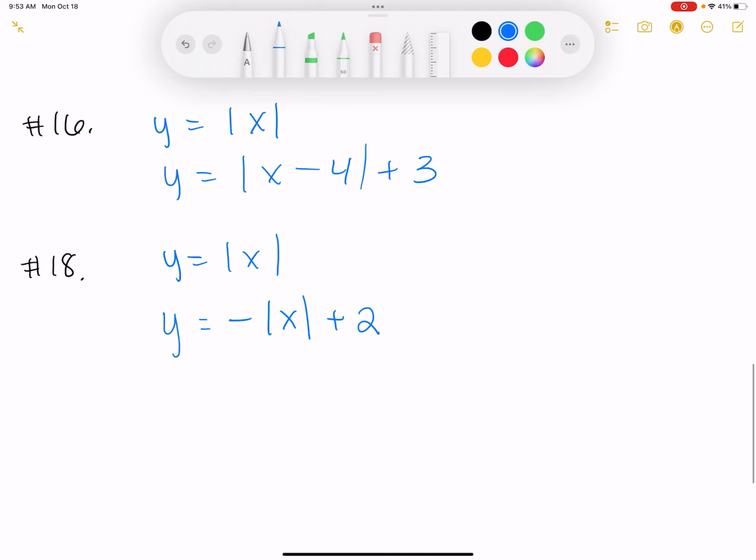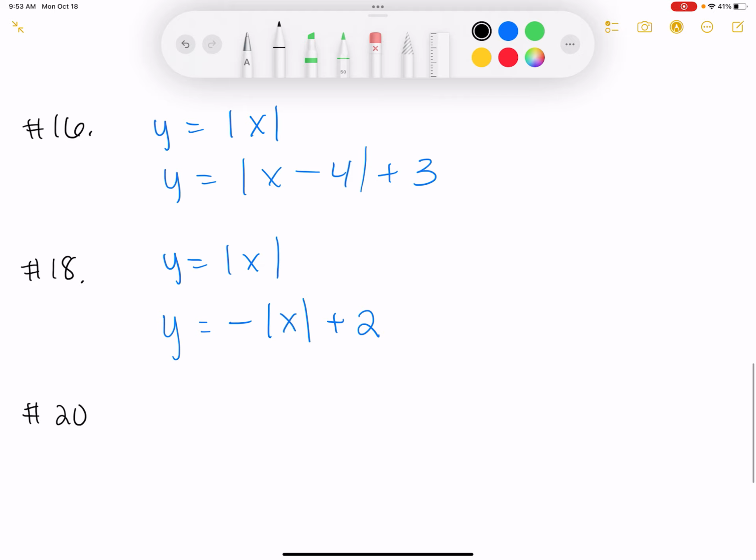I'm going to show you 20, because why not? Oh wait, I was looking at the wrong one again. Alright, so 20, y is equal to the absolute value of x. We're always going to start with that.